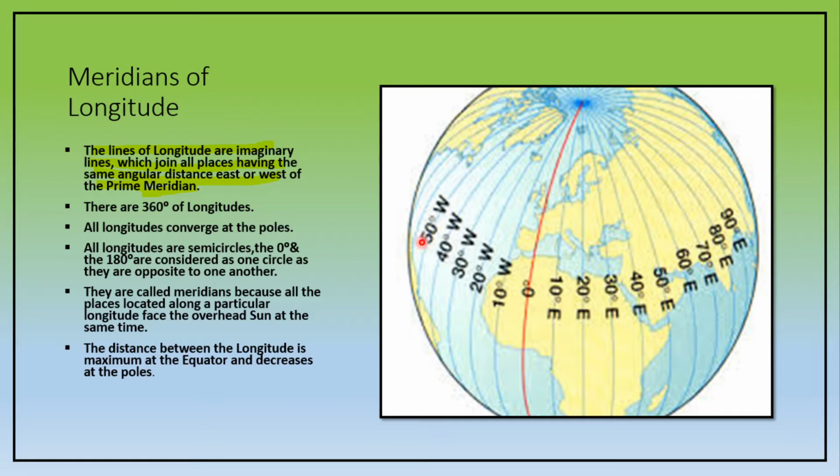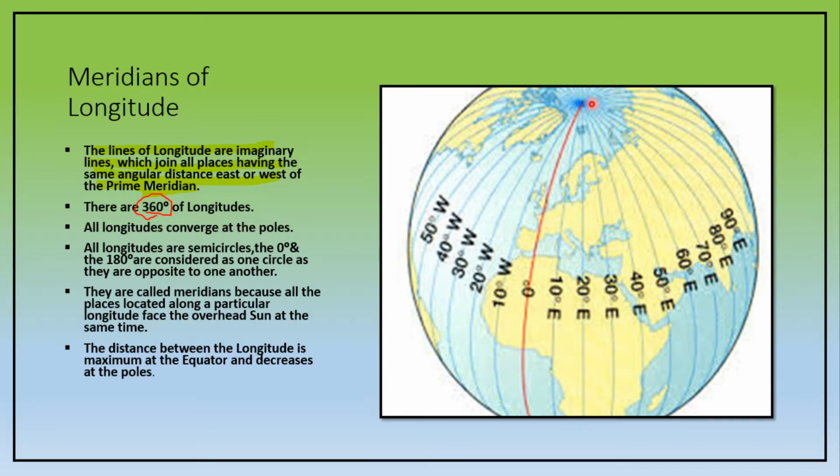Since the earth is a spherical body, it has 360 degrees. We all know that a spherical body has 360 degrees. So the earth also has 360 degrees.